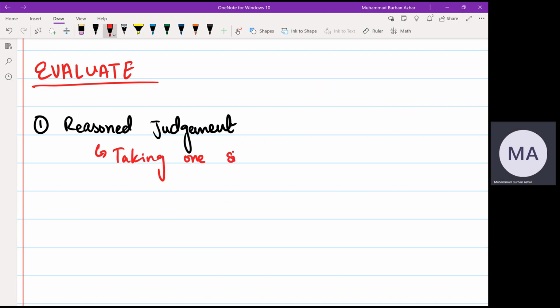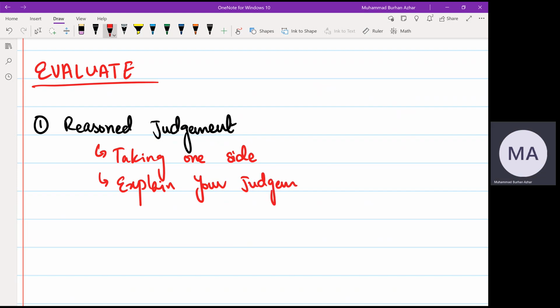So reasoned judgment का क्या मतलब है कि what you are doing is you are taking one side, वो जो हमने बात की थी कि external recruitment बेहतर है कि internal. So you're taking a side, at the end you are saying कि हाँ manufacturing business के लिए internal recruitment would be better, and then when you're taking that side you just don't have to say yes or no, you have to explain your judgment.